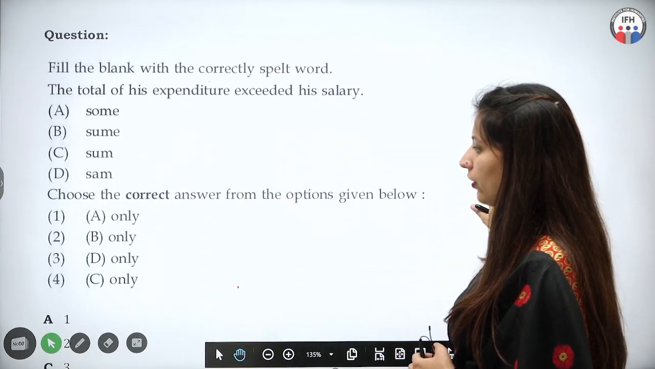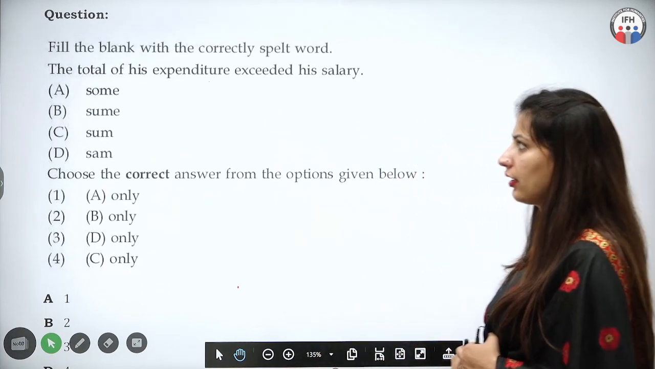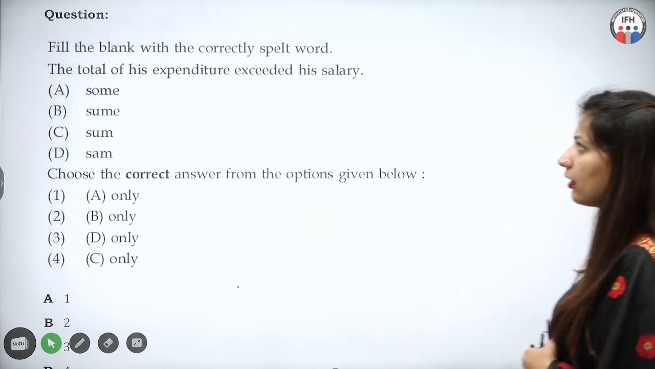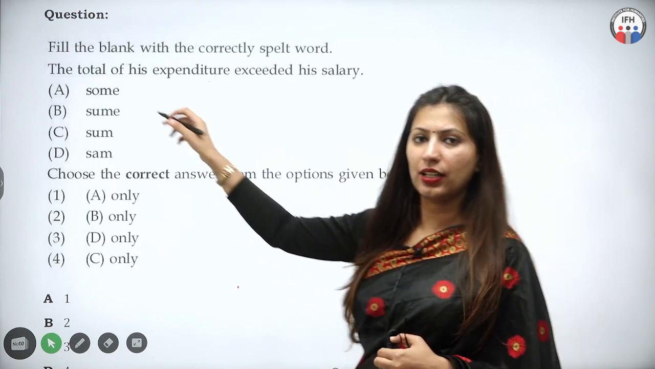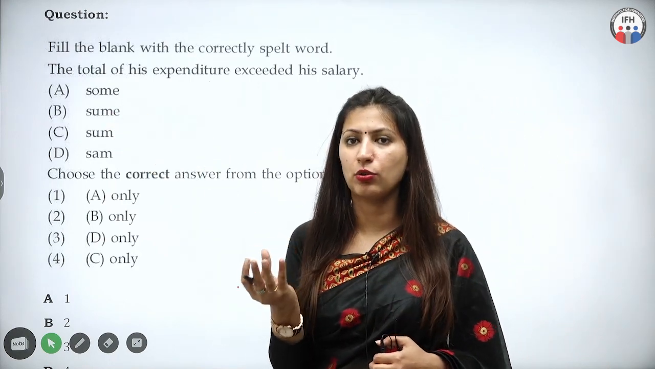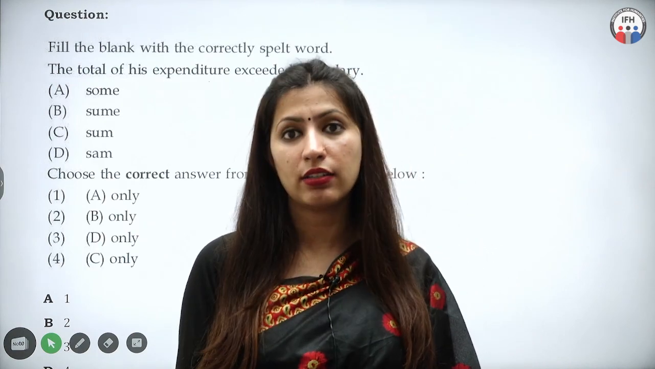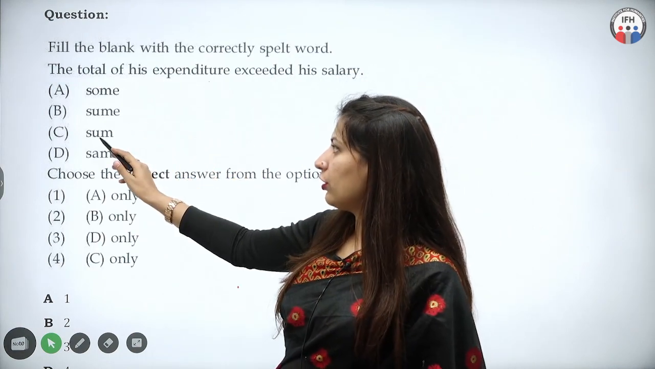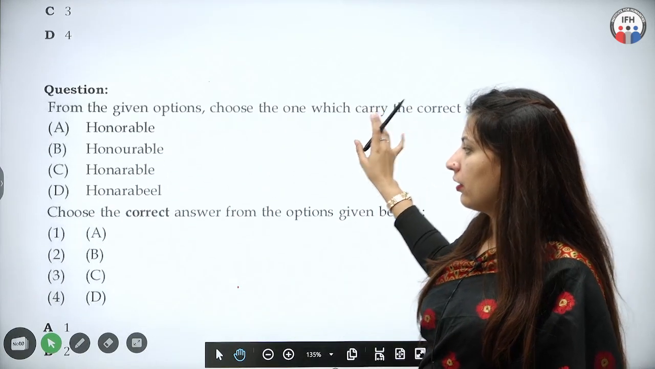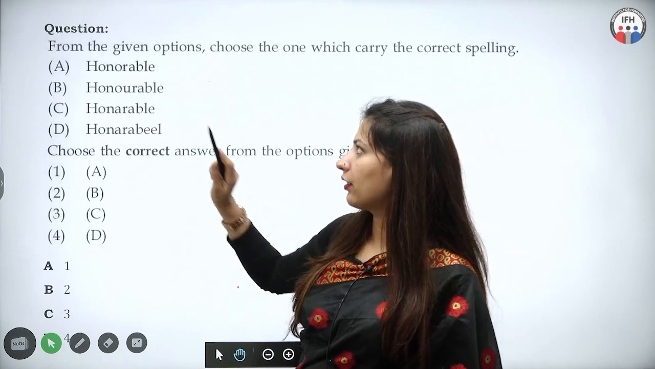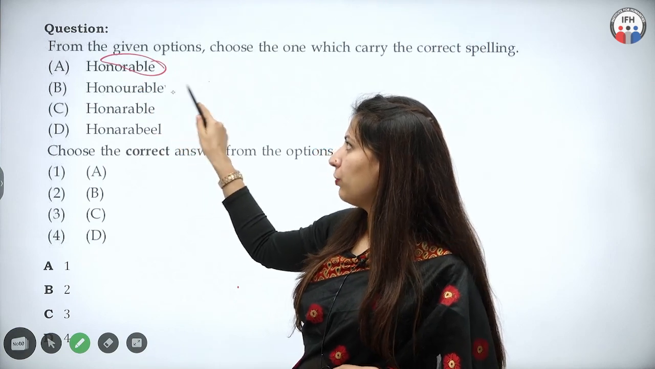See this question, a very easy question. The total of his expenditure exceeded his salary. Fill in the blank: what should it be? This sum is not right, it means some, a little. Right? You need to deal with things like homophones, homonyms, sum. This is wrong, so this should be there. That's very common sense also. Honorable. Mark what should be the right answer. A lot of people will mark this, but what should it be?